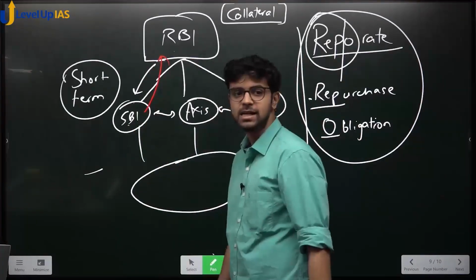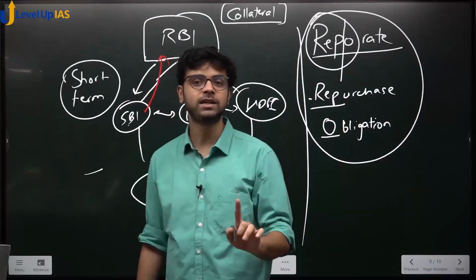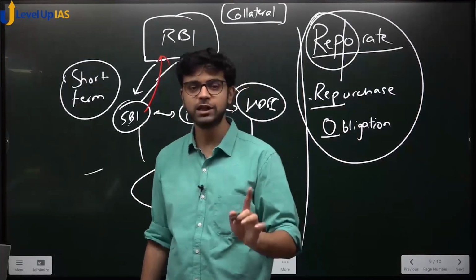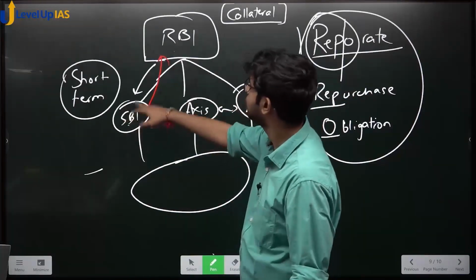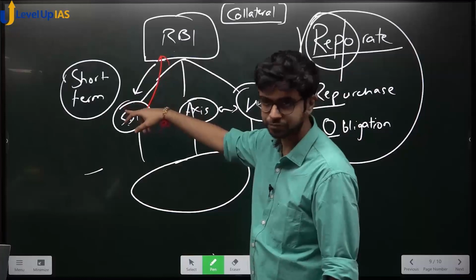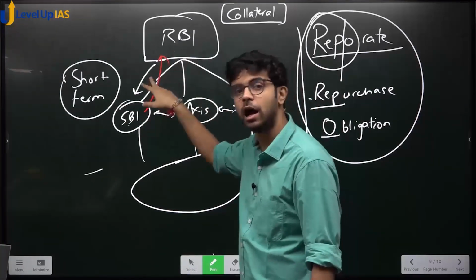Which deposit rates? Deposits which SBI has with RBI. So RBI tells SBI, see, these are deposit rates, not loan rates. You have to differentiate between loan and deposit. In repo rate, what happened? SBI took a loan from RBI. Now we are talking the opposite. SBI also has an account with RBI.